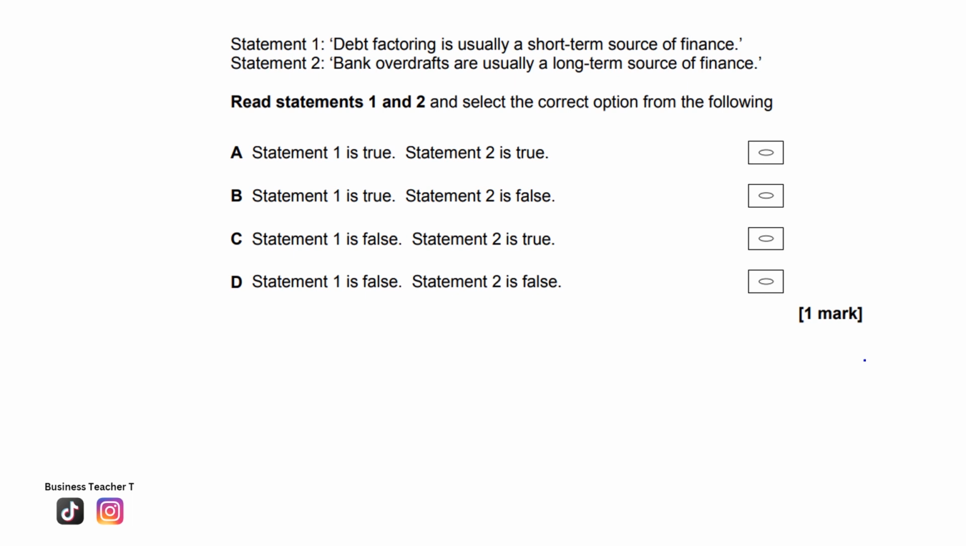A. Statement 1 is true. Statement 2 is true. B. Statement 1 is true. Statement 2 is false. C. Statement 1 is false. Statement 2 is true. D. Statement 1 is false. Statement 2 is false.